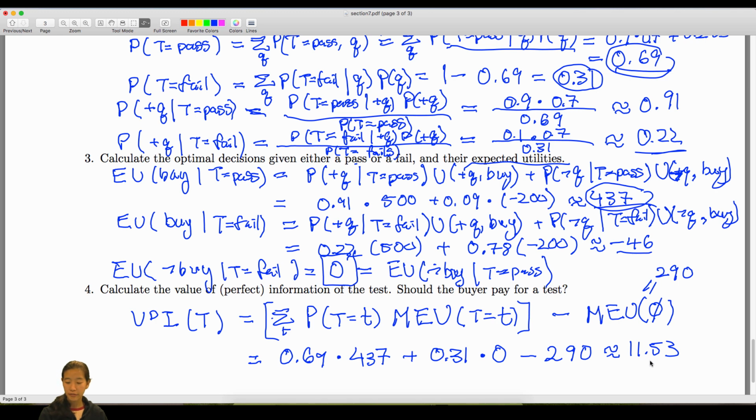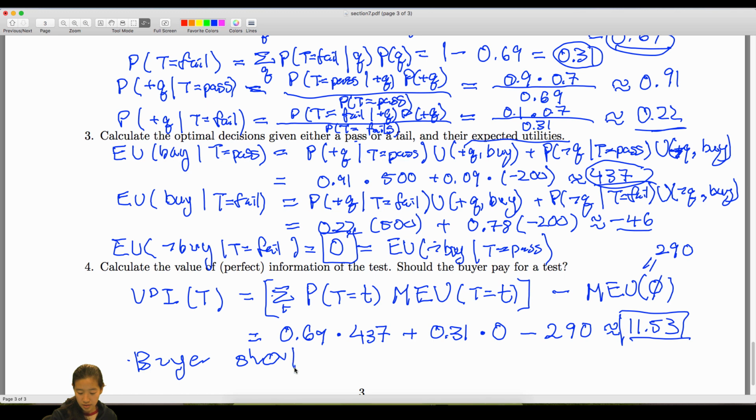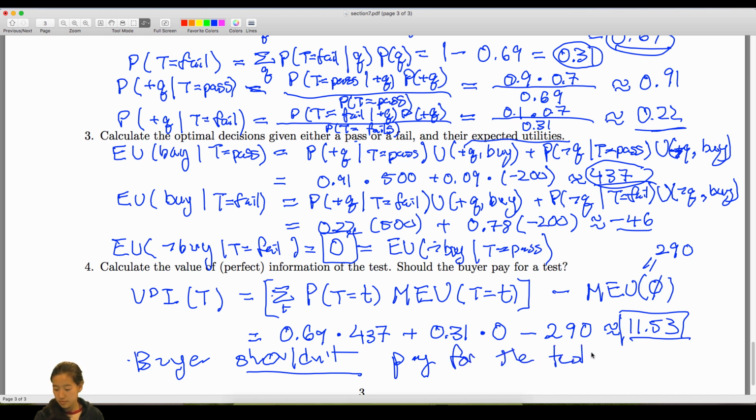Doing some arithmetic, we're going to see that this is approximately 11.53. So by knowing this information, we are approximately gaining $11.53 of value. So we check, is this greater than the $50 it costs us to buy it? It's not really. So should the buyer pay for the test? Probably not. But on a moral standpoint, you should still probably pay for the test. But by the calculation, the buyer should not pay for the test, because it is not worth it.